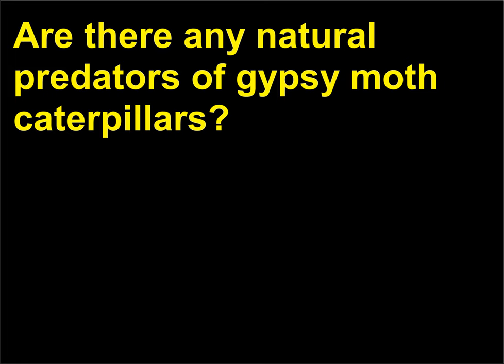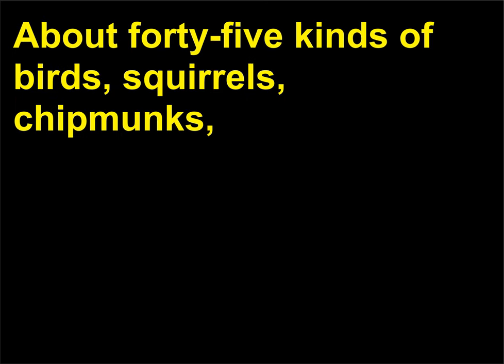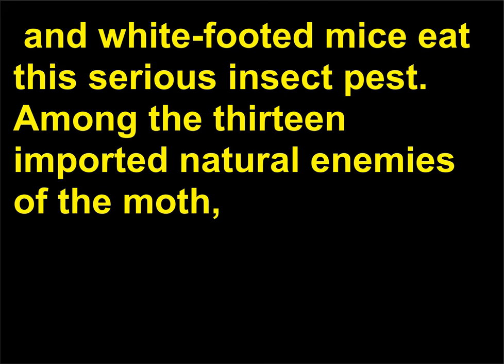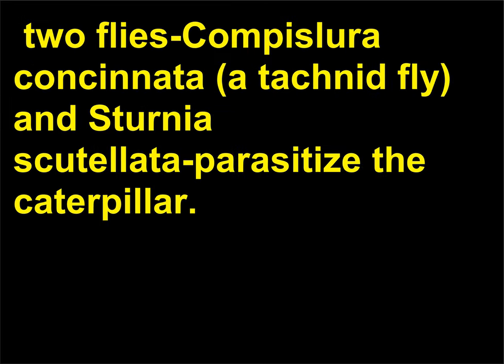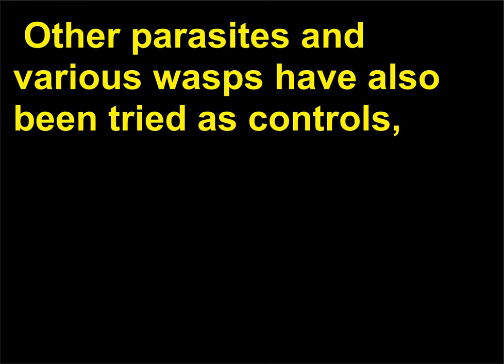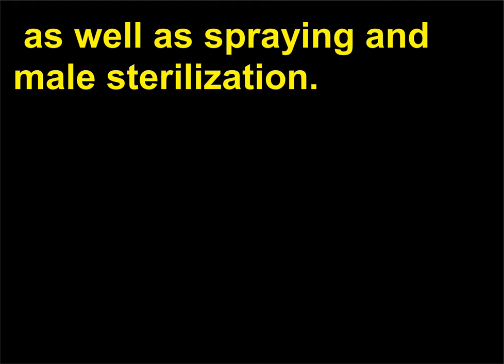Are there any natural predators of gypsy moth caterpillars? About 45 kinds of birds, squirrels, chipmunks, and white-footed mice eat this serious insect pest. Among the 13 imported natural enemies of the moth, 2 flies, Compsilura concinnata, a tachinid fly, and Sturmia scutellata, parasitize the caterpillar. Other parasites and various wasps have also been tried as controls, as well as spraying and male sterilization.